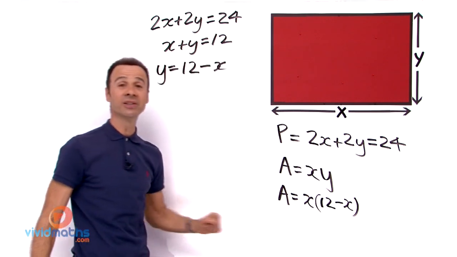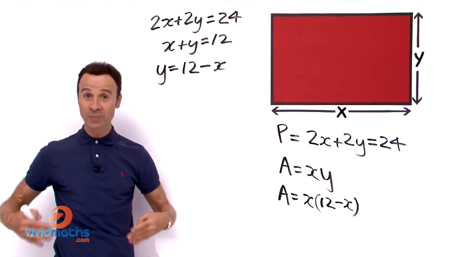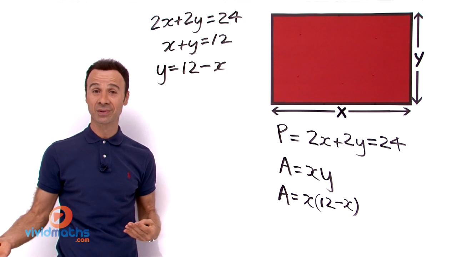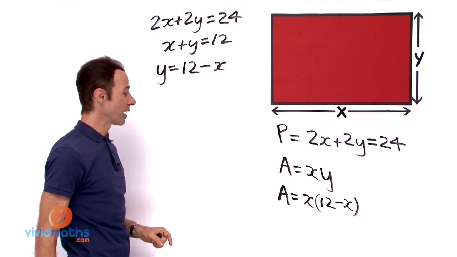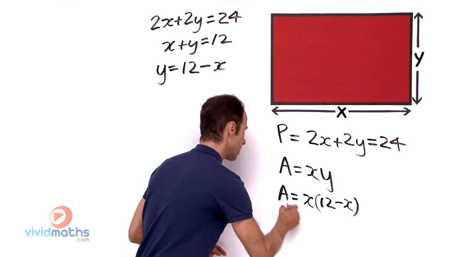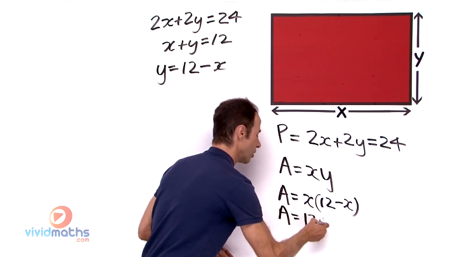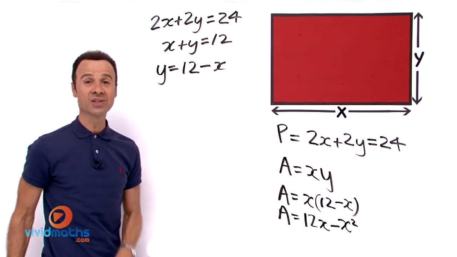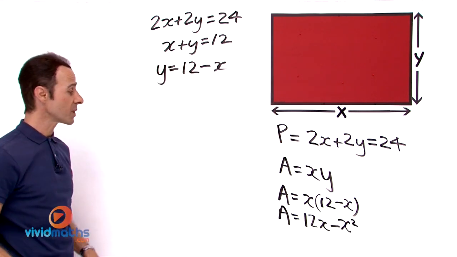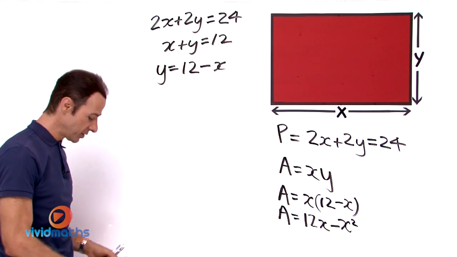So now it's easy to differentiate, isn't it? Because it's in terms of X. So we do dA/dx. So let's expand this and write it up as follows. So A also equals 12x minus x squared. Now it's a lot easier to differentiate it. So let's do that. Let's differentiate it.